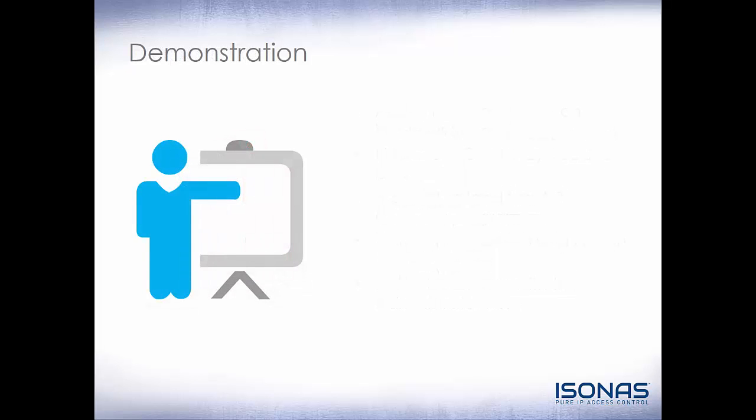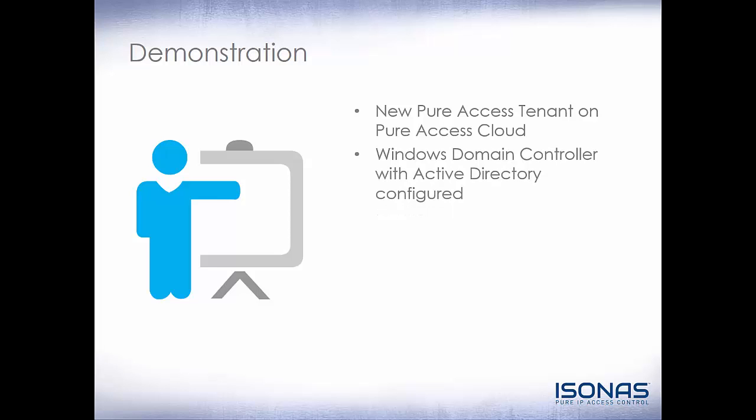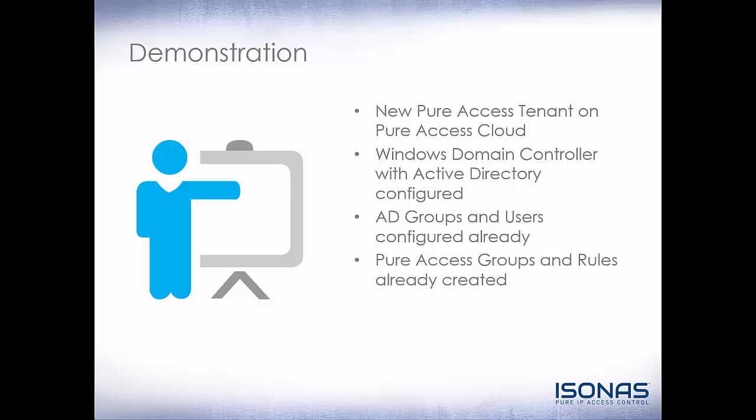We're going to walk through a demonstration of configuring the Active Directory bridge. We'll have a new Peer Access tenant on Peer Access Cloud. We'll have a Windows domain controller with Active Directory already configured. I have Active Directory groups and users configured already. And I already have Peer Access groups and rules already configured. Finally, I already have Active Directory Connect installed, and we'll review the configuration of that. Now let's jump in and take a look at the software.